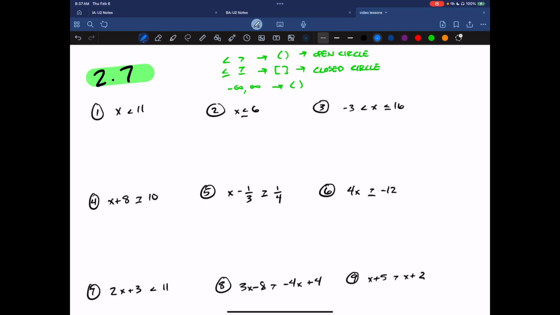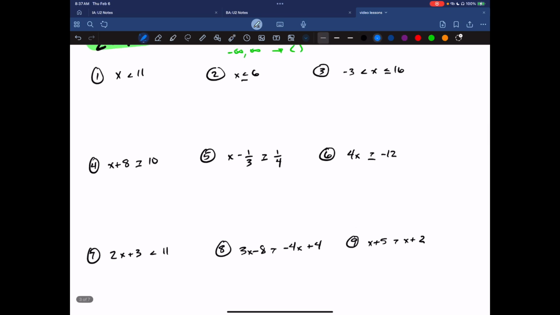Okay, so starting with number one, we're going to write the interval and we're going to graph it for all these. Okay, for the first five. So let's graph this first. So I'm going to take this, graph it. You can put 11 right here in the middle. If you get a blank number line like this, don't stress about where to put the number. All right, just put it somewhere.